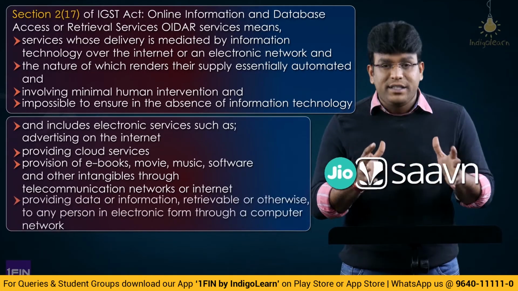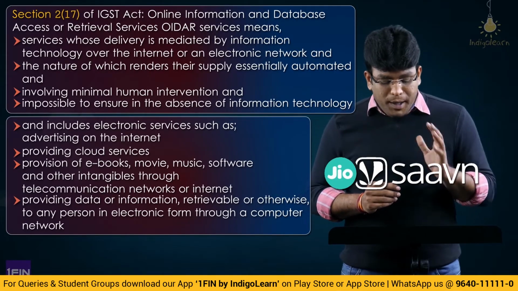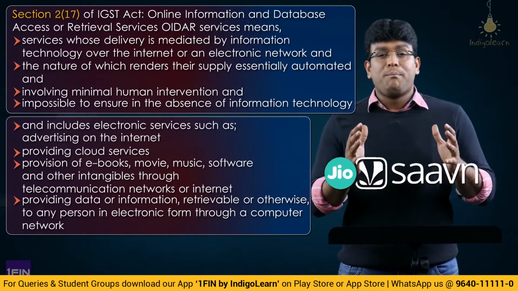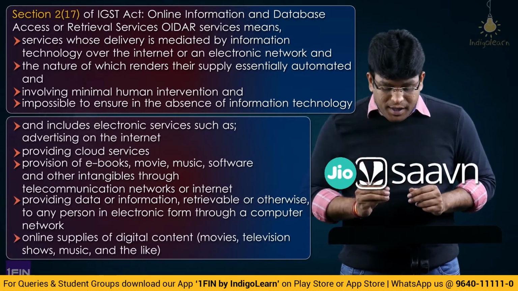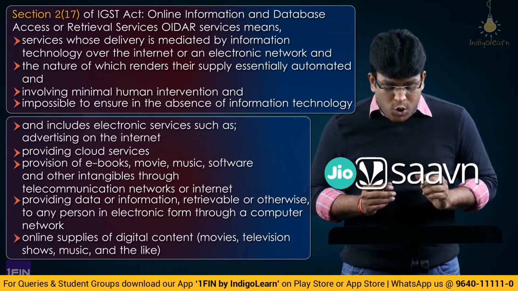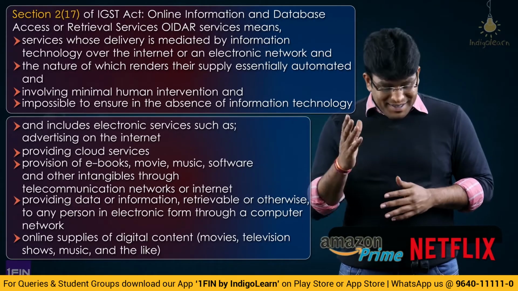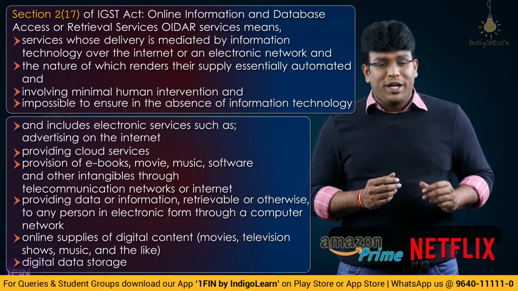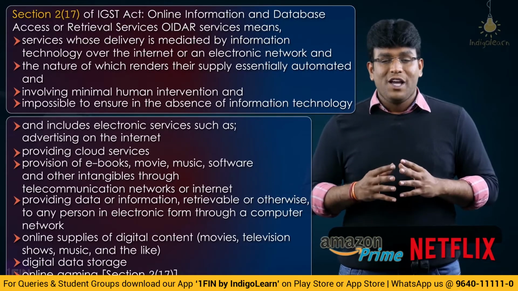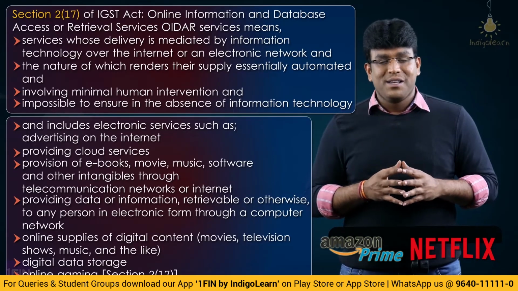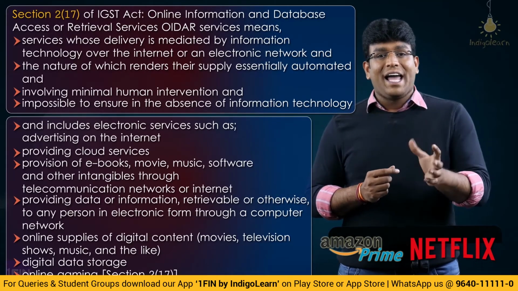Then, providing data or information retrievable or otherwise to any person in electronic form through a computer network. Next, online supplies of digital content such as movies, television shows, music and like. Example already I told you, Amazon Prime, Netflix, whatnot. Then, digital data storage and also online gaming. These are the examples for OIDAR services what we get to see in real-time basis. So this definition of OIDAR services is given by section 2(17) of IGST Act.